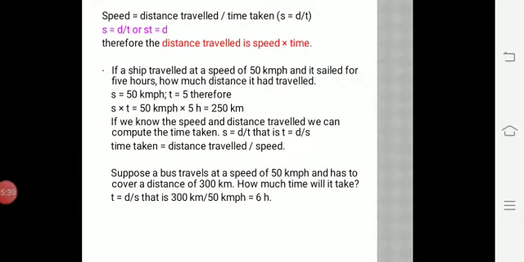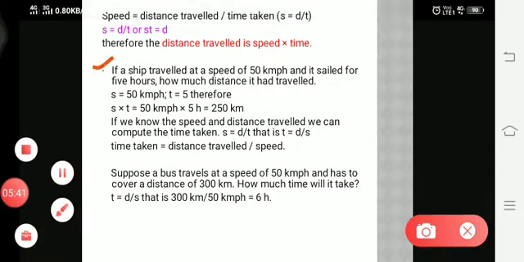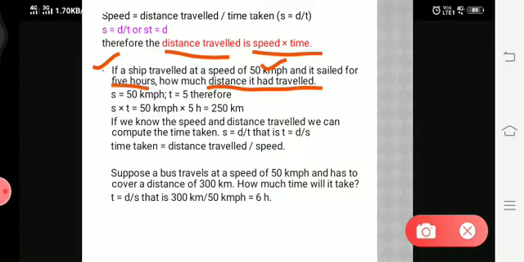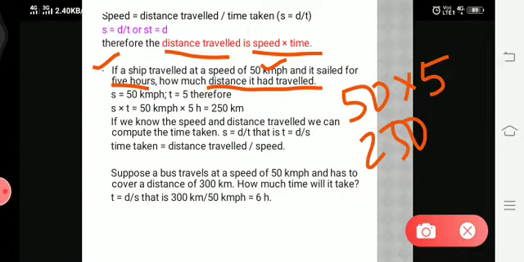So let us see some here. If a ship traveled at a speed of 50 km per hour and it sailed for 5 hours, how much distance has it traveled? So for distance traveled, speed into time. So what is the speed? 50 km per hour is the speed. What is the time? 5. So what you have to do, you just need to multiply 50 into 5. So the answer is 250 kilometers. You can see the answer here.